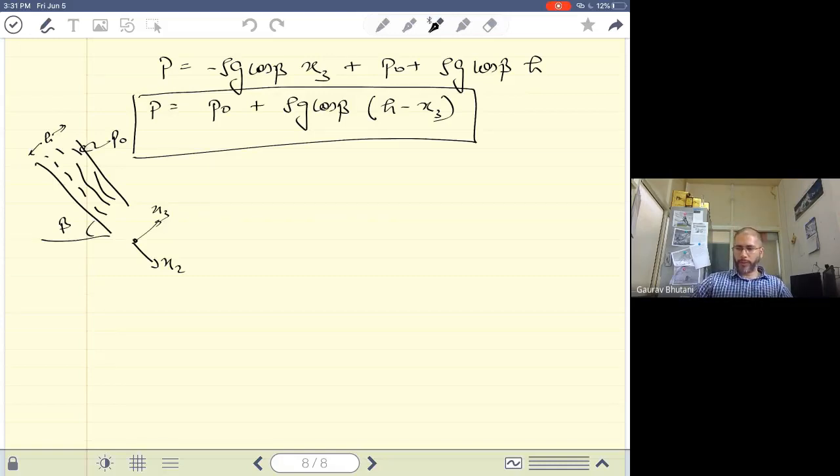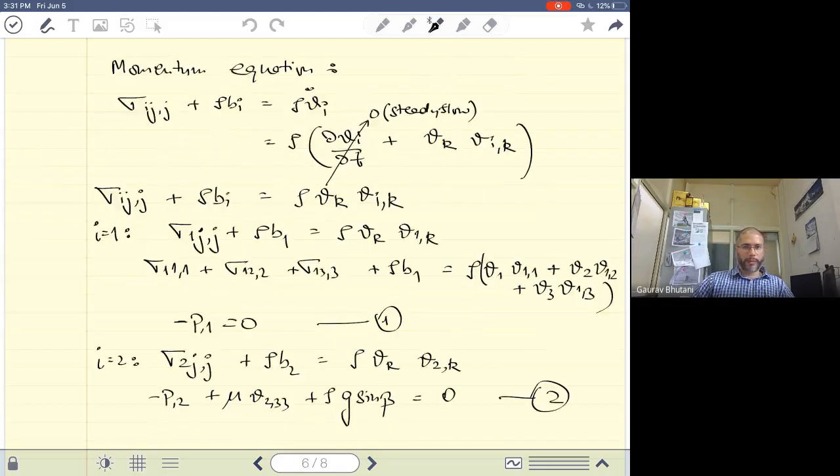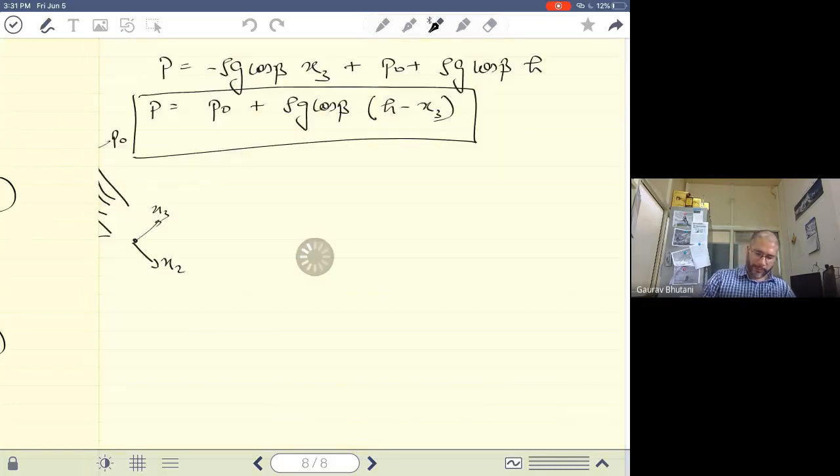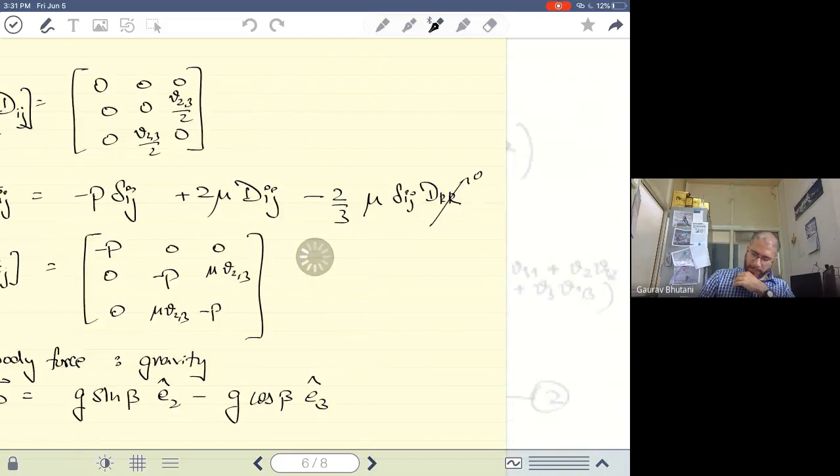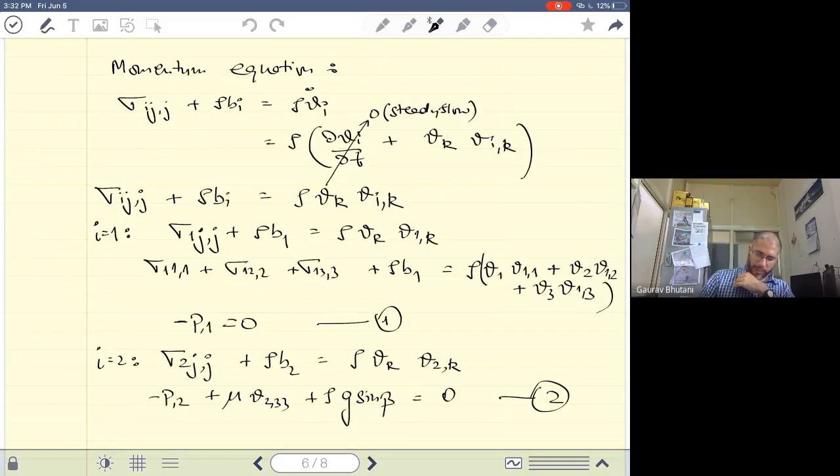The second problem was to solve for the velocity. So for that, we will use equation number 2, which is given at the bottom of the page. So minus p comma 2 plus mu v2 comma 33 and rho g sine beta is equal to 0. So let's rewrite that. So we'll say integrating 2. So equation number 2, let's write that first. So minus p comma 2 plus mu v2 comma 33, check that, and then plus rho g sine beta.